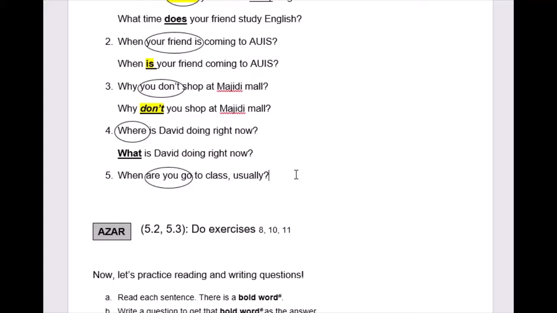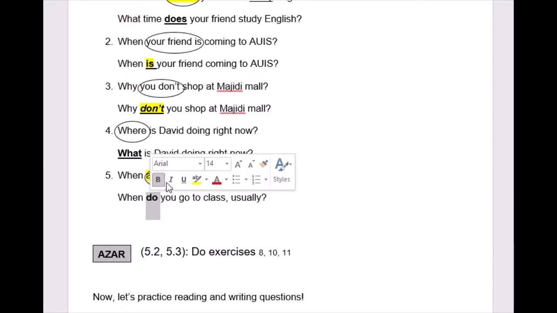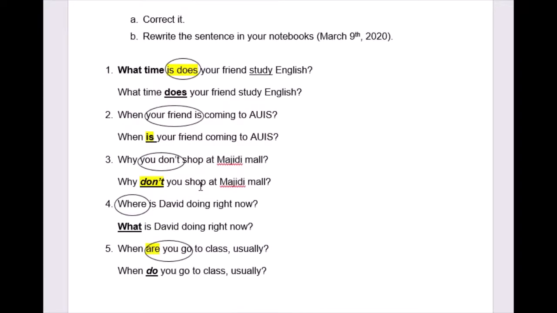Okay, number 5. When are you go to class usually? When are you go? When is okay. Well, I can't use verb be with a base form. I have to use a different helper verb. When do you go to class usually? Okay? So that is the easiest way to fix that sentence, okay?